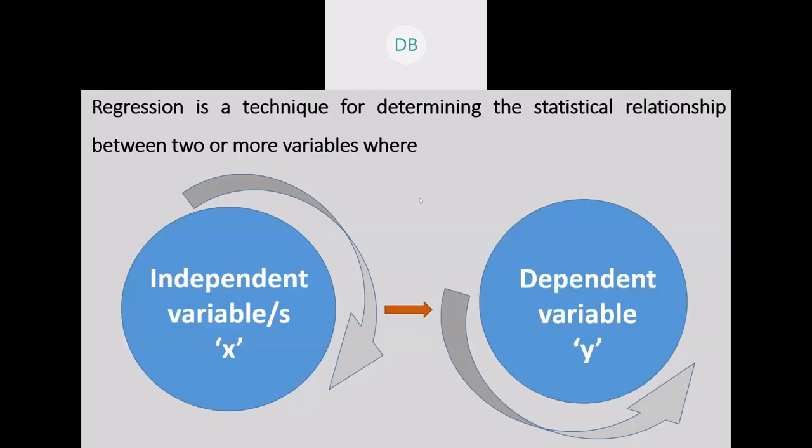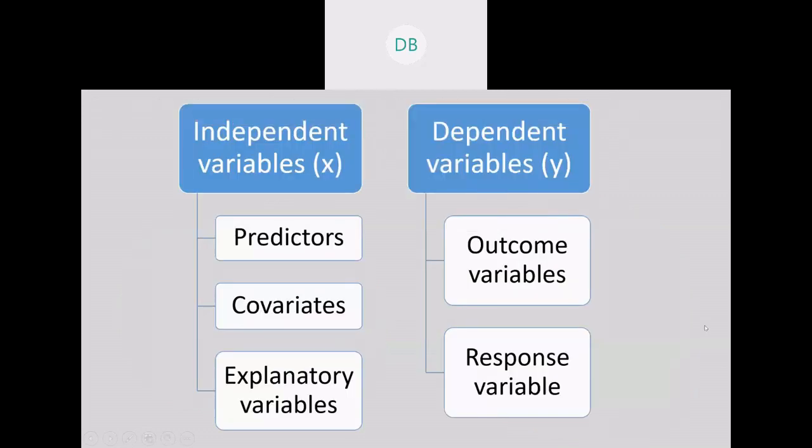Regression is a technique for determining the statistical relation between two or more variables, which indicates that the change in a dependent variable y can be influenced by a change in one or more independent variables x. Independent variables can also be called predictors, covariates, or explanatory variables, and dependent variables can also be known as outcome variables or response variables.